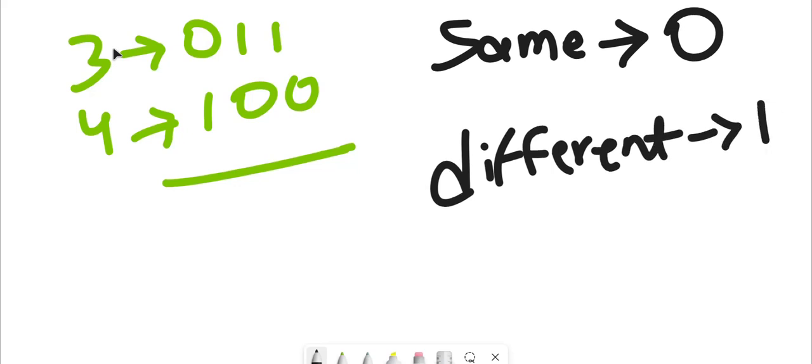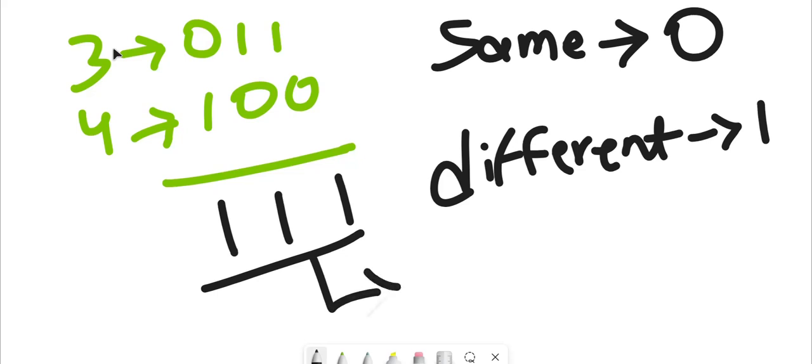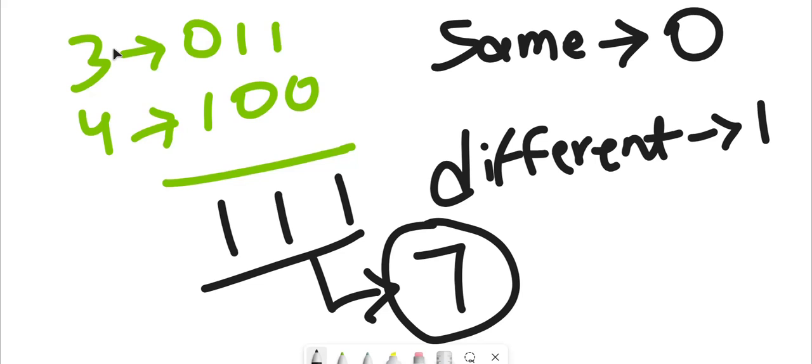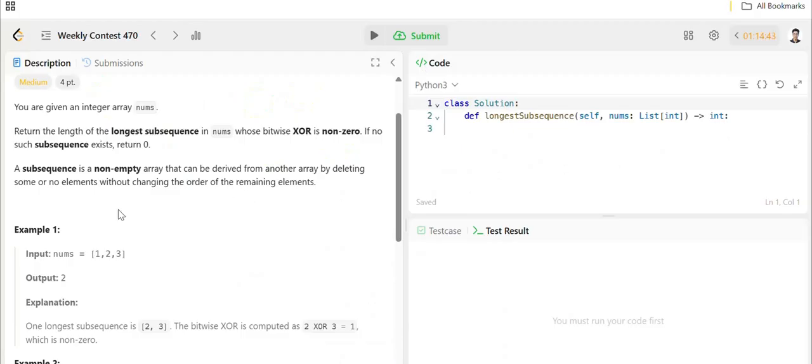So 1 and 0 both are different, then 1. 1 and 0 both are different, 1. 0 and 1 both are different, so 1. So this will be 1 2 4, nothing but 7. So XOR operation between 3 and 4 will return 7. In the same way we need to compute it for all elements present in the nums array. We need to do 1 with 2, and the resulting XOR will be done with 3, and so on. We need to go on until the last.